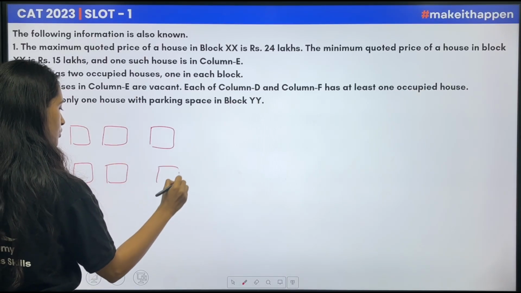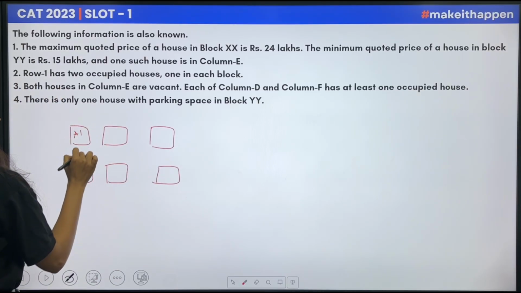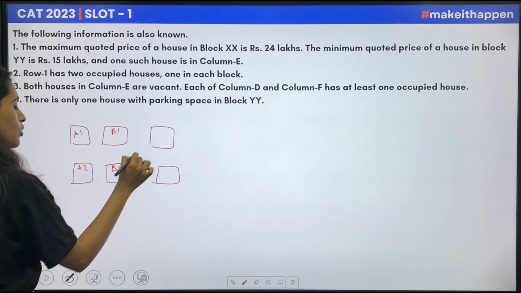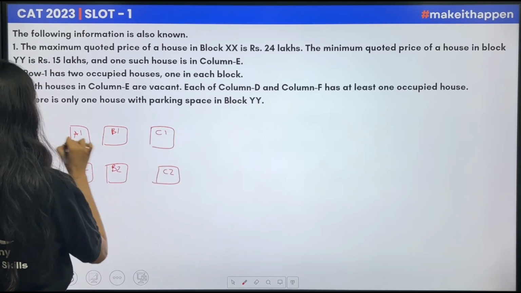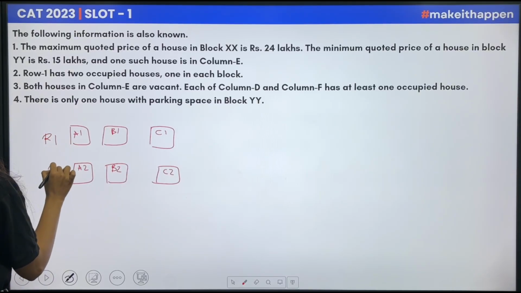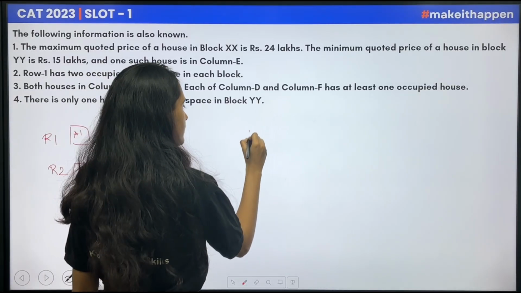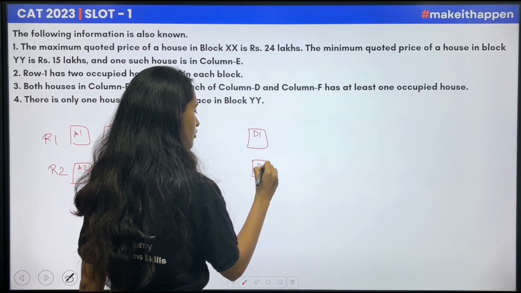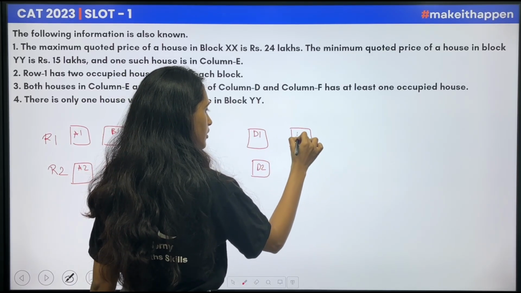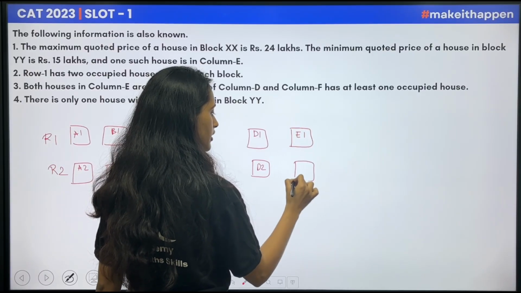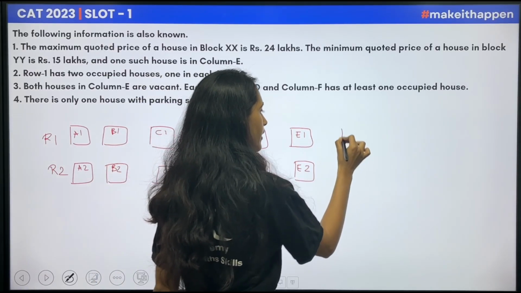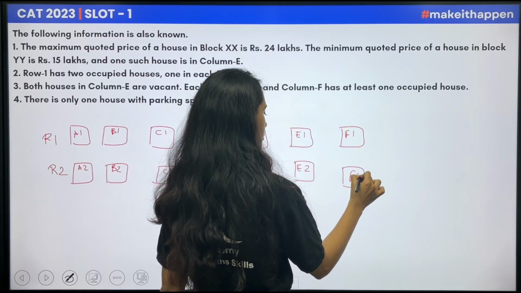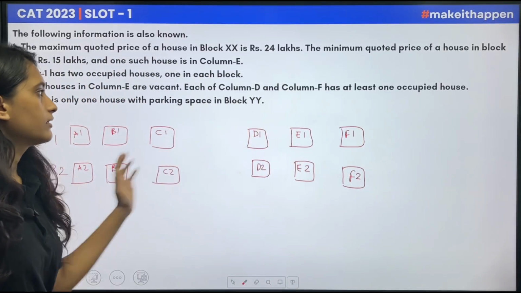Row 2 and row 1. So this is A1, A2, B1, B2, C1, C2. This is row 1 and this is row 2. This is D1, D2, E1, E2 and F1, F2. This is row 1 and this is row 2.